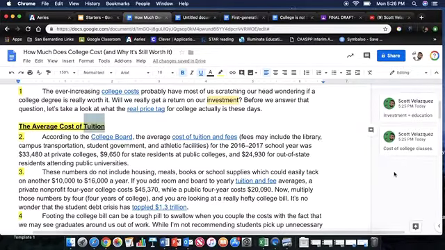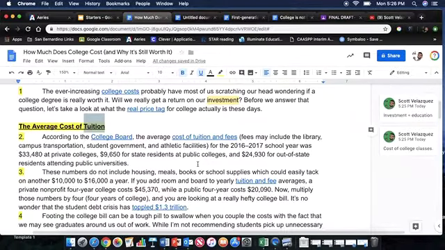For the 2016-2017 school year, was $33,480 at a private college. So at a private college, it will cost you $33,000 a year to attend college. At a state public college, which is like Cal State San Bernardino, it'll cost you $9,650. That's a big difference, right, from a private college to a state college.